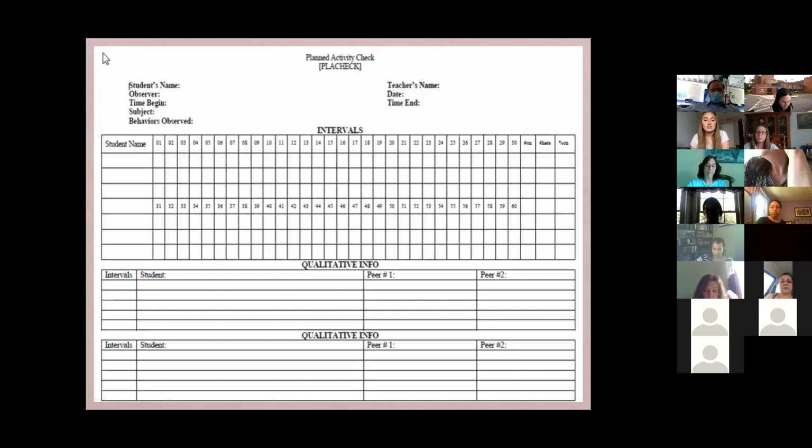On the bottom of this sheet, there's room for some qualitative info. For example, if you notice something interesting went on with one of your students during interval 10, at the bottom of the sheet, you can put interval 10, the student, and take your notes, something interesting that you want to remember for later or that you thought was worth noting during that time. And then on the far right, it has some columns for you to compute your data, maybe into percentages, and to get a better picture of what's going on in the classroom. So this sheet gives you a lot of information, a lot of intervals you can track.